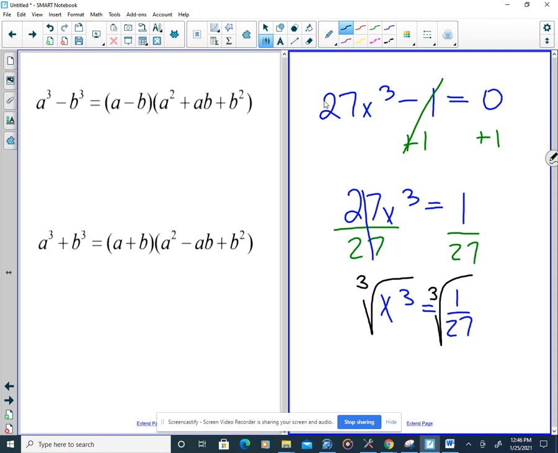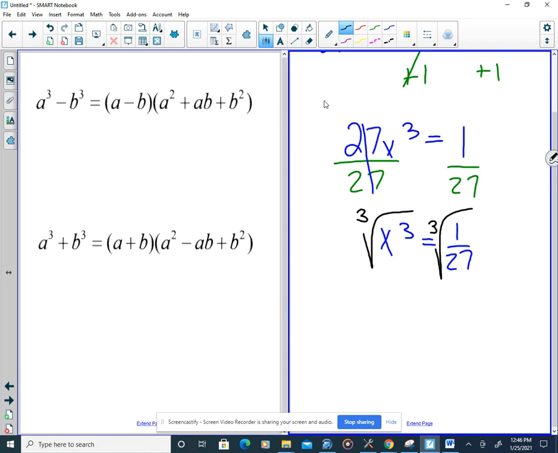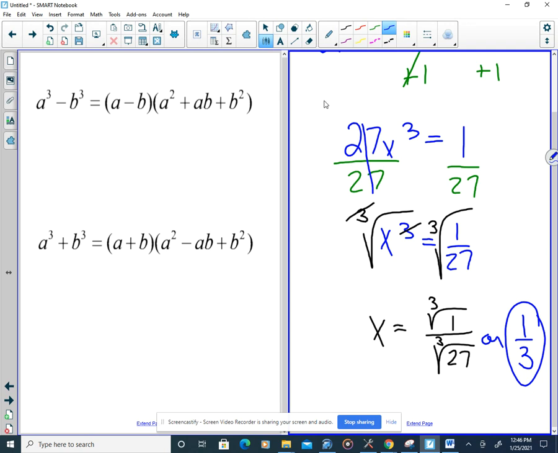You solved it as if you were solving a quadratic equation in which you can use the square root method. And then you got x is equal to the cube root of 1 over the cube root of 27, which reduces down to, well, the cube root of 1 is 1, and the cube root of 27 is 3. And you get 1/3. Okay? This is a root, a solution to that equation.